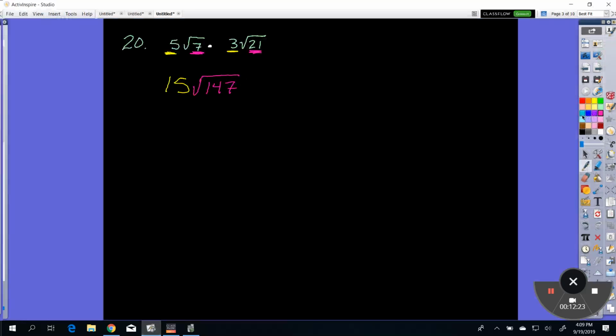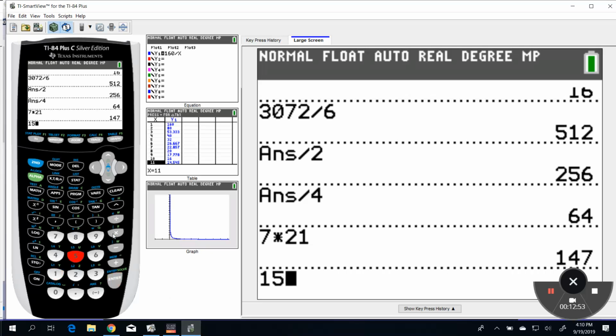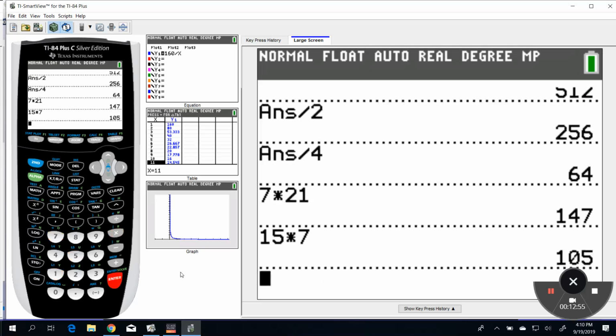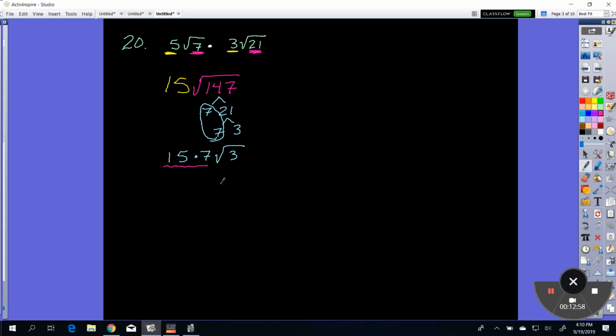Because we just multiplied things together, we really know that this came from 7 times 21. 21 is 7 times 3, so there are a pair of 7's that come out of 147. And they multiply the 15 that's out here already. And then the 3 stays under, so it's 15 times 7 square roots of 3. So I can multiply these because it is a times. So 15 times 7 is 105. So that's 105 square roots of 3.